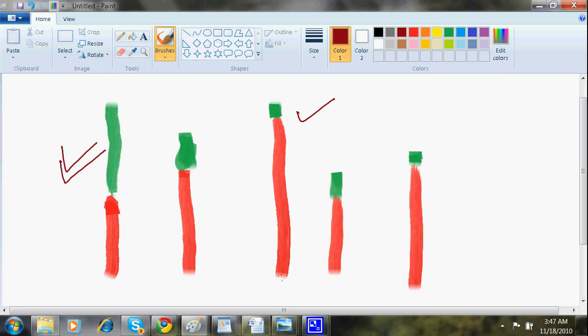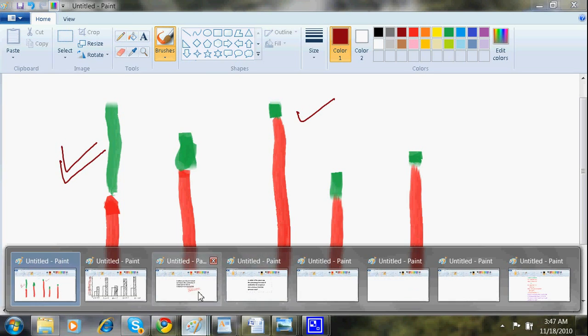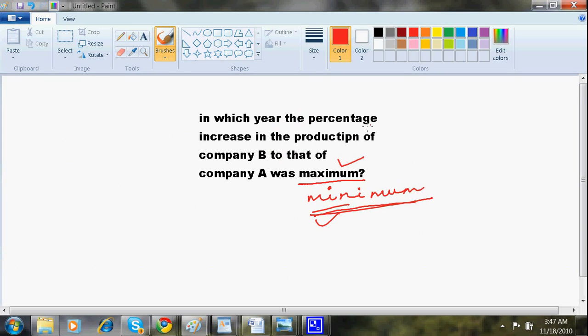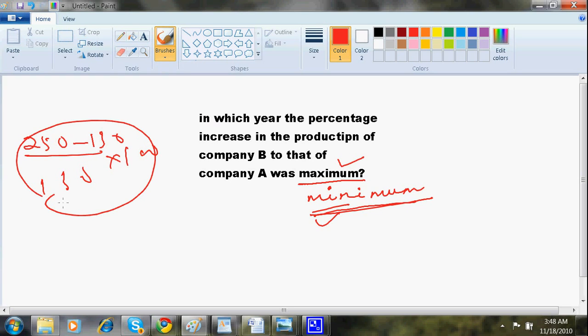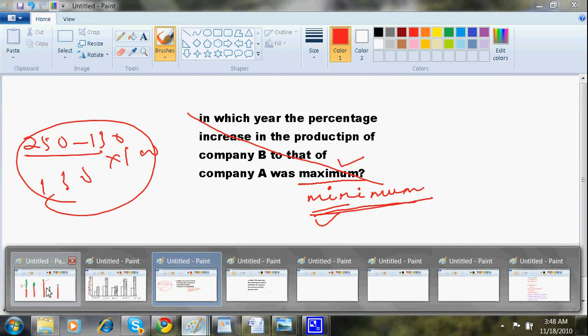This particular thing is written in a very scary way, like this: in which year the percentage increase in the production of company B, and so on. For that we subtract a big number minus 130, divided by 130, into 100. That stuff we do, but this is not what he's asking. He's asking to analyze like a kid.